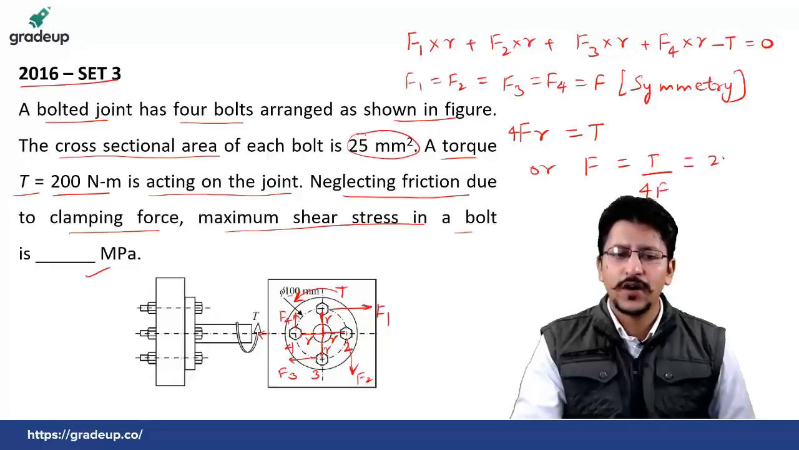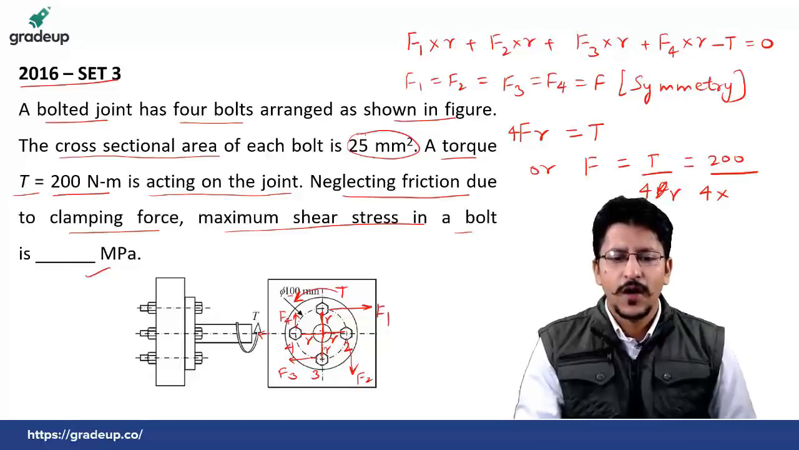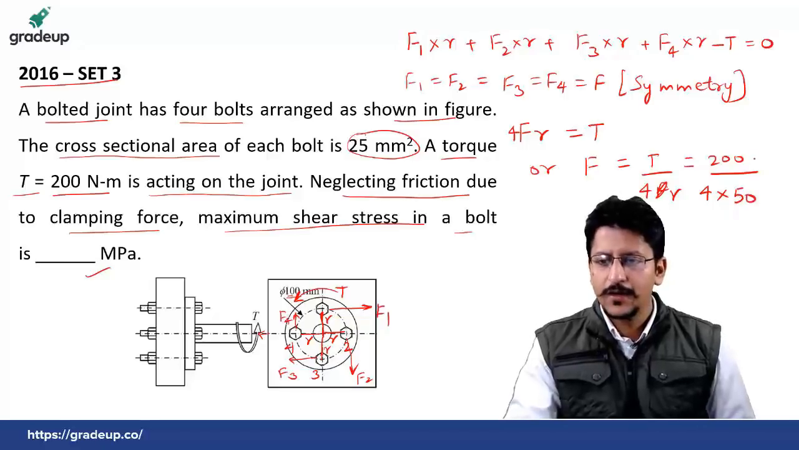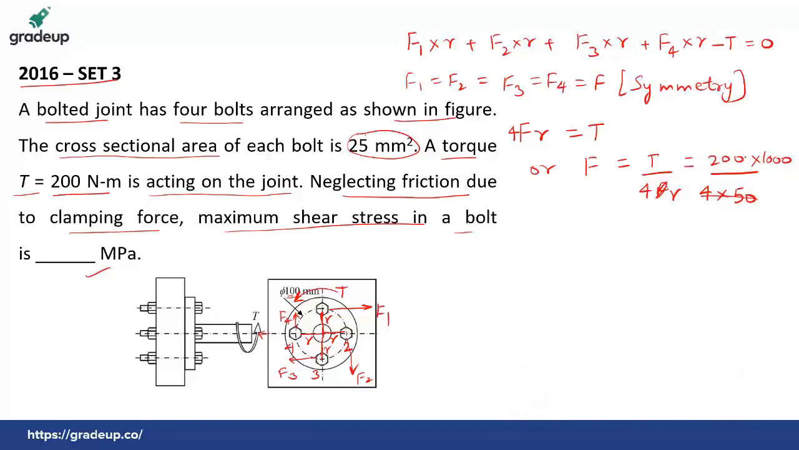The value of T is 200 divided by 4 into R, sorry, this is R. R value: 100 is the diameter, so 50 will be R, but that is in mm, so we multiply by 1000. Just finding the value, this goes off and we are left with F equal to 1000 Newton. This is the force that is induced due to the applied moment.